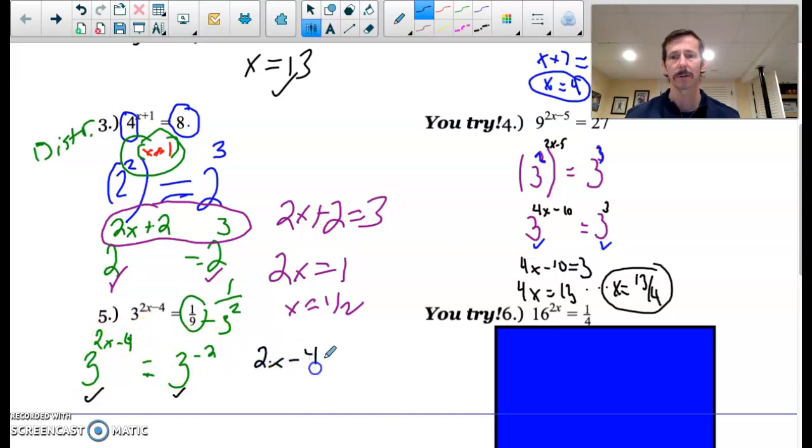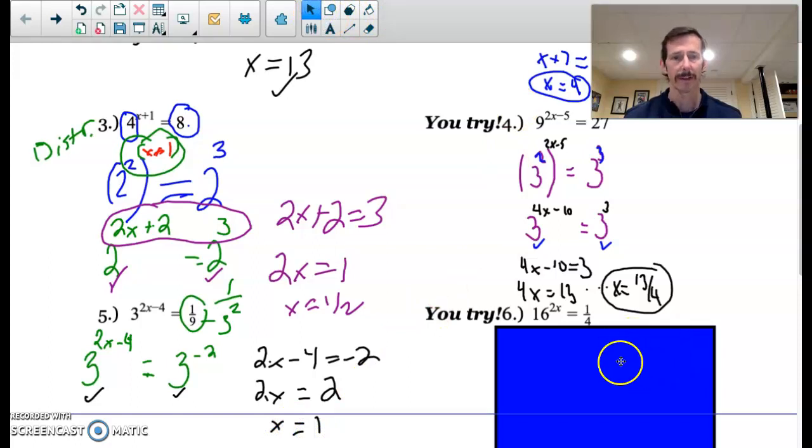2x minus 4 equals negative 2. Add 4 to both sides. If I add 4 over here, I'll get 2. Divide by 2, I get an answer of 1. And once again, you are going to try that with this one. Again, notice you've got a fraction, so you're going to practice that skill of making a negative exponent out of it and then solving. So pause it, try it.